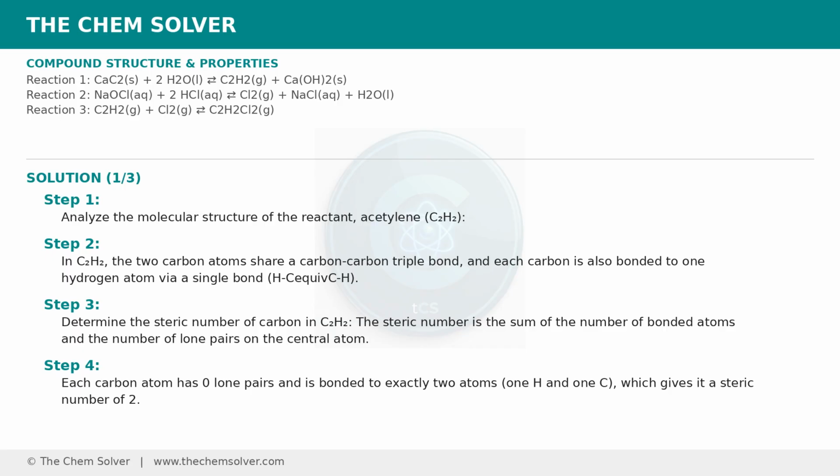The steric number is the sum of the number of bonded atoms and the number of lone pairs on the central atom. Each carbon atom has 0 lone pairs and is bonded to exactly 2 atoms, one H and one C, which gives it a steric number of 2.